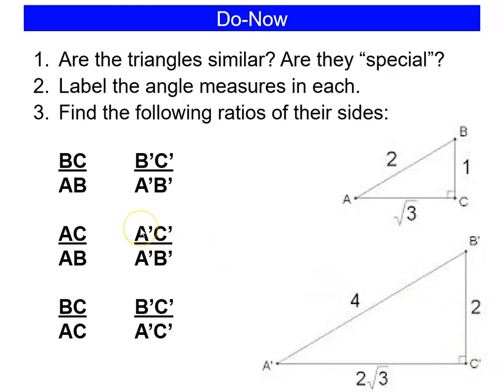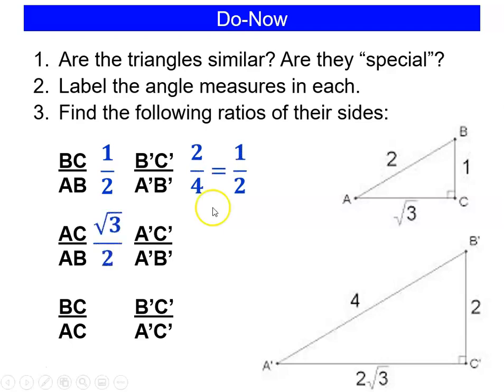The next thing I asked you is find the following ratio of their sides. So I did the first one for you. BC to AB was the ratio 1/2. And if we go into its similar triangle, B prime C prime to A prime B prime is also 2/4, which reduces to 1/2. Then I asked you AC to AB. You should have gotten radical 3 divided by 2. And then A prime C prime to A prime B prime is 2 radical 3 to 4, which also reduces to radical 3 over 2. Do you see a pattern forming?